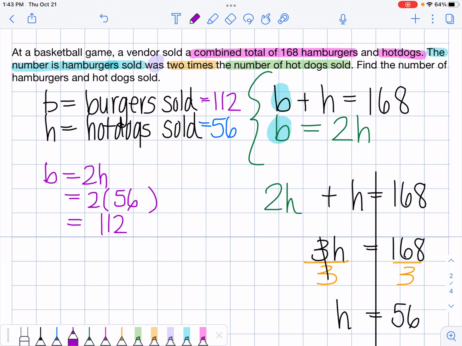So hopefully that helps you understand how to use a system of equations to solve story problems. Remember, all it means is we're figuring out where our lines are crossing. And the other thing you have to remember when you're doing story problems like this, if they're giving you 2 variables, burgers sold and hot dogs sold, you have to have the same number of equations as they give you variables. So because I have 2 variables, I have to have 2 equations, which means I have a system of equations to solve.